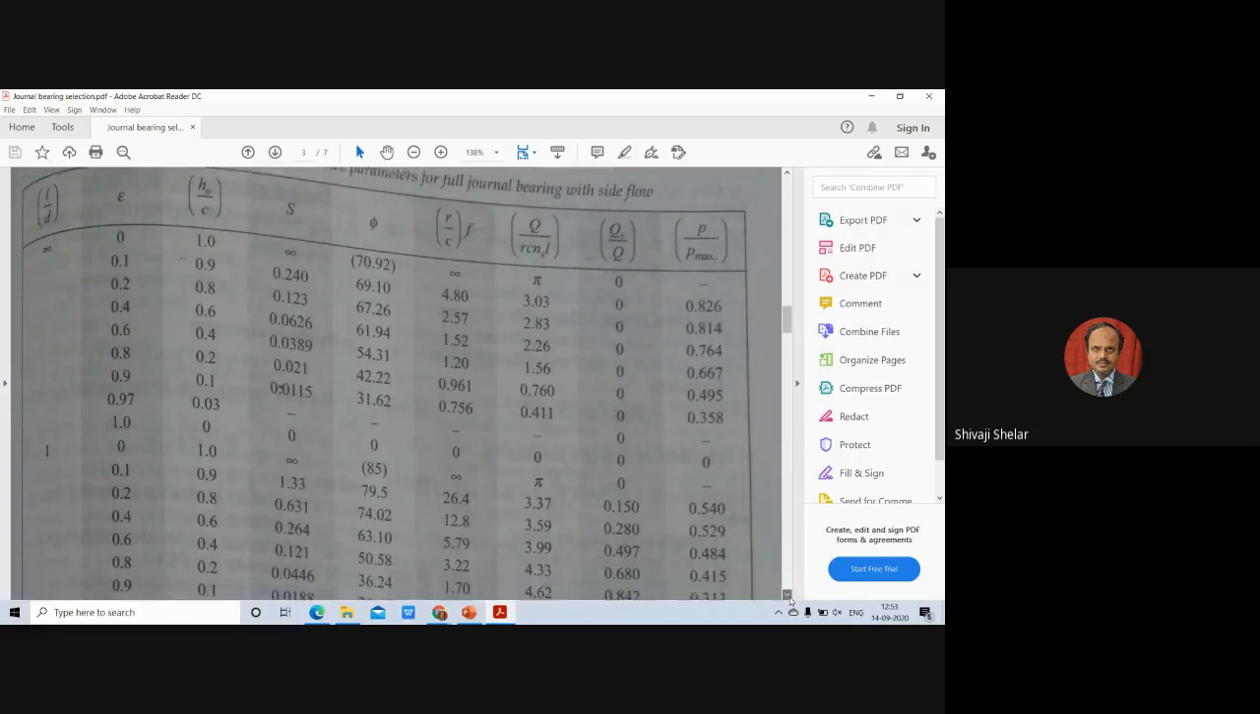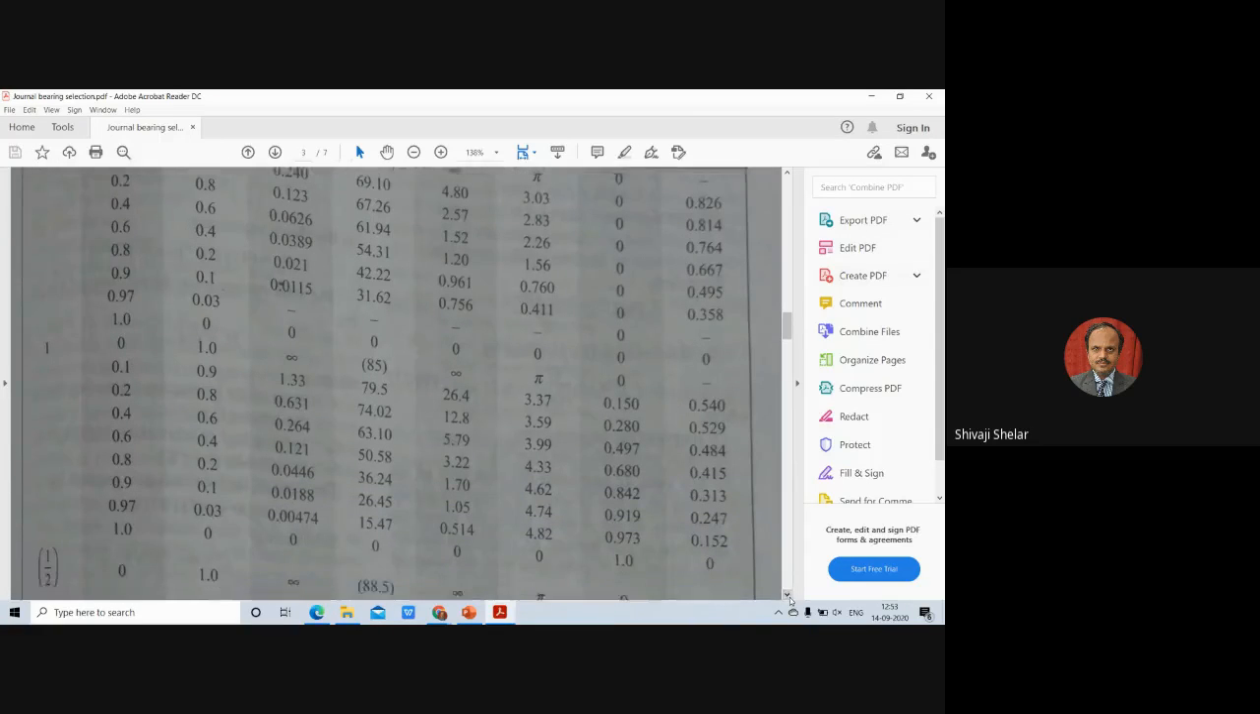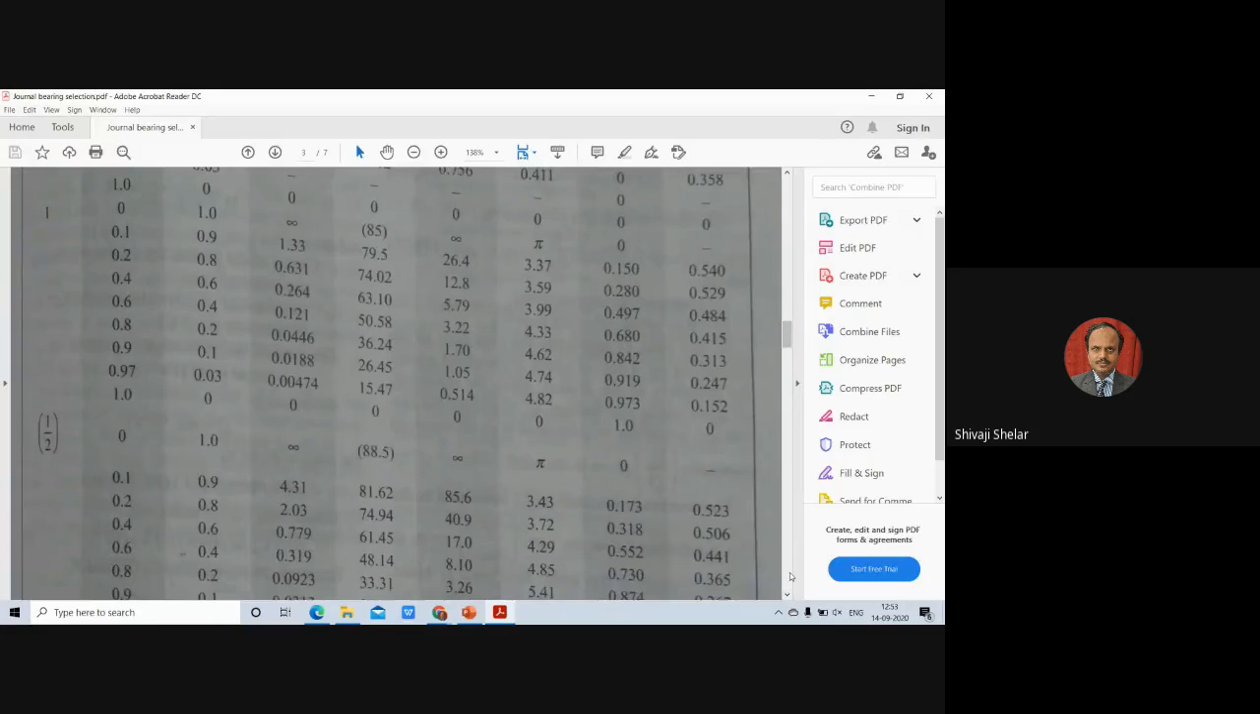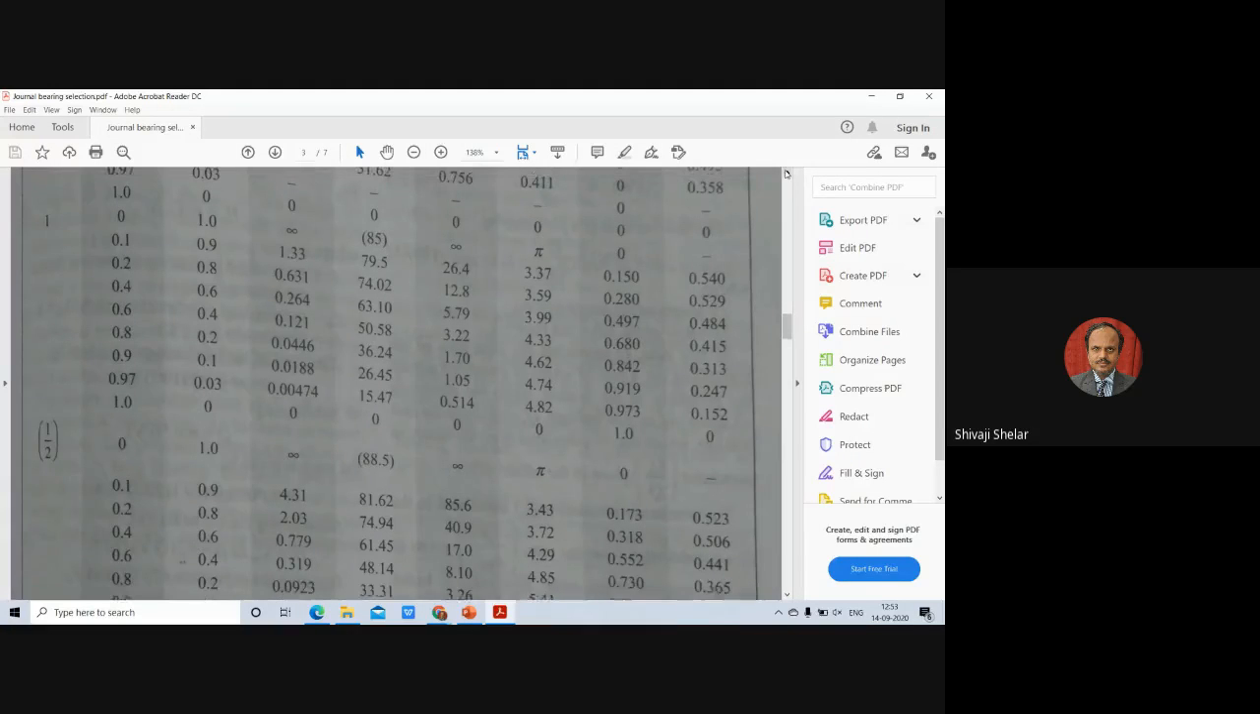L is the length of your bearing. D is the journal diameter or shaft diameter. When your L by D is greater than 1, it is called an infinite length bearing. When your L by D is equal to 1 or less than 1, then they are called finite length bearings. So you will have L by D equal to 1, L by D equal to 1 by 2, and L by D equal to 1 by 4. So you will have these standard relations of L by D.